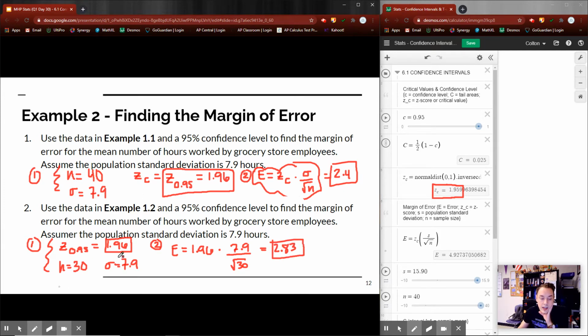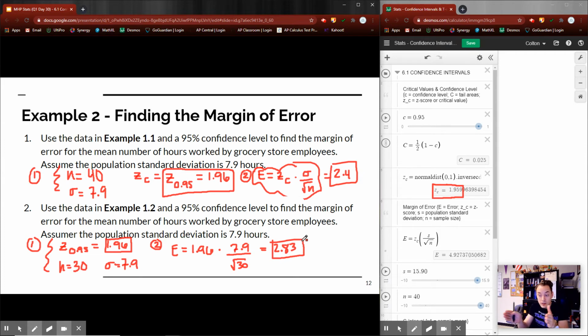Now notice when I had a smaller sample size, my margin of error increased. That should not be any surprise, because the more numbers you have in your sample, the closer you will be to the actual population, which means your margin of error is going to dwindle down because it's going to be closer to your actual answer.